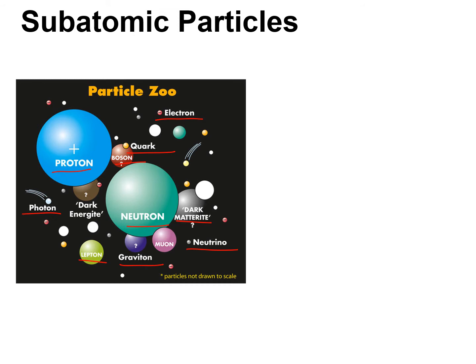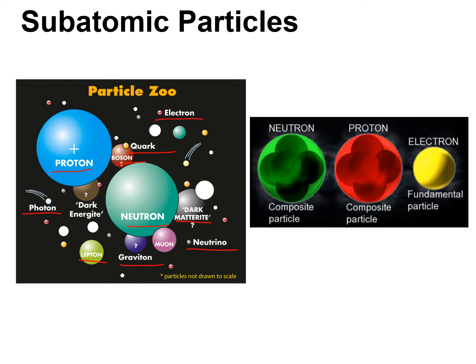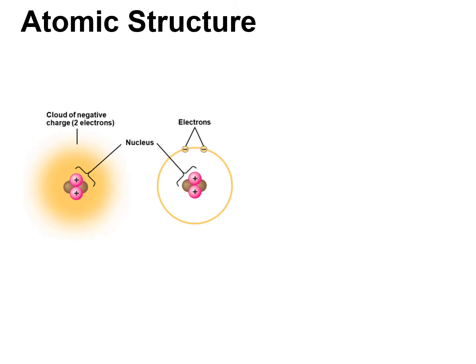In this class, we're just going through basic chemistry, so we are only going to focus on the basic subatomic particles. And so that would be the neutron, the proton, and the electron. So it's going to be important for you to understand how these come together to form an atom. So again, just focusing on these 3 types of subatomic particles, you should understand how they come together to form basic atomic structure.